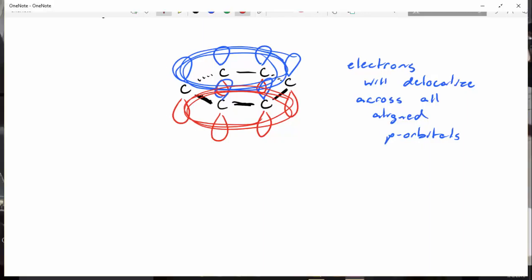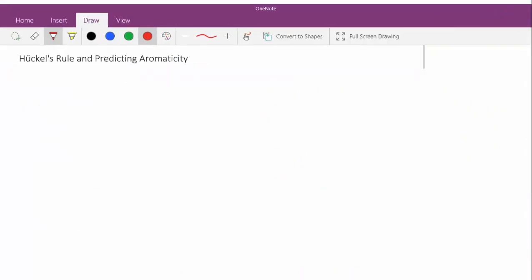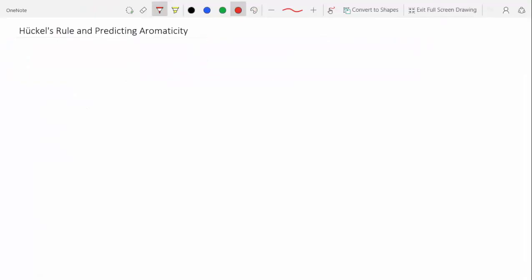All right, now we're going to learn a new rule for aromaticity. This is called Huckel's rule. Unfortunately, Mike's not here to correct my German pronunciation.